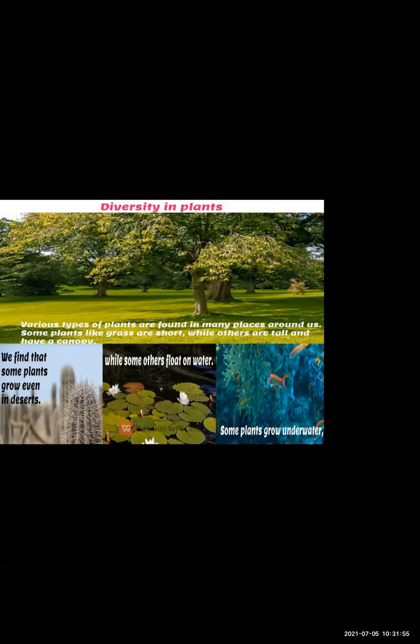Some plants live under the water. So the conditions or habitat of these plants are also different. So there are varieties of plant adaptation and habitat. Okay, so let us study more about this.